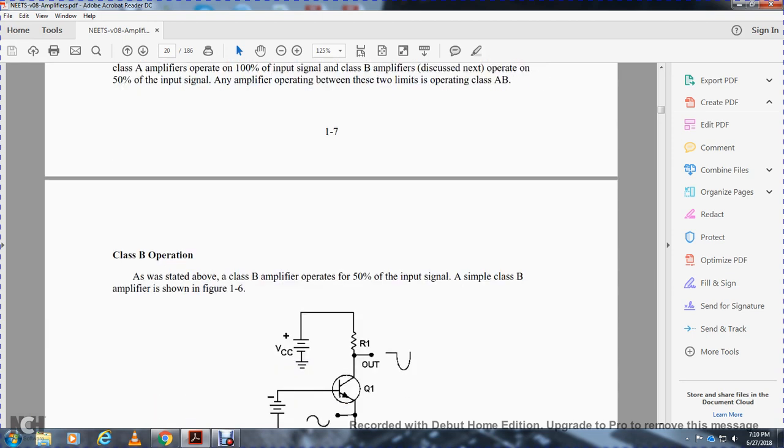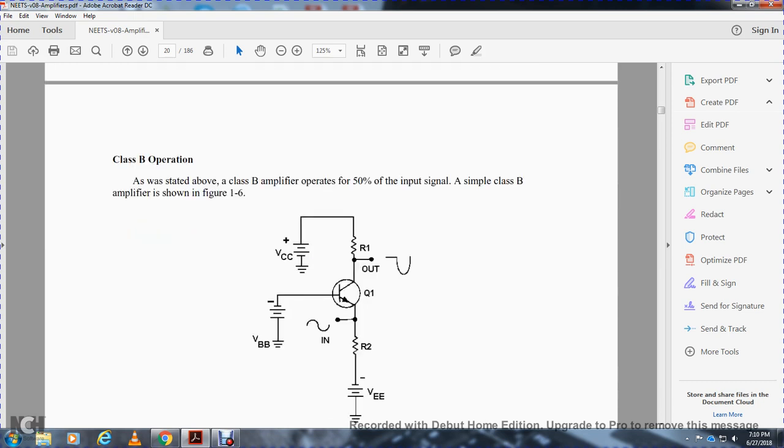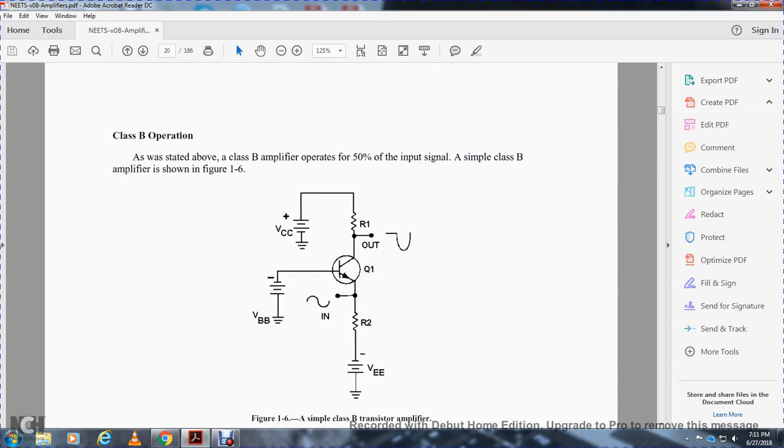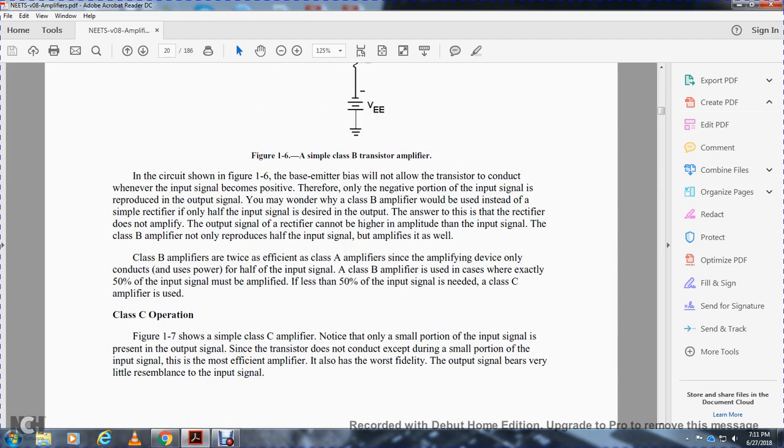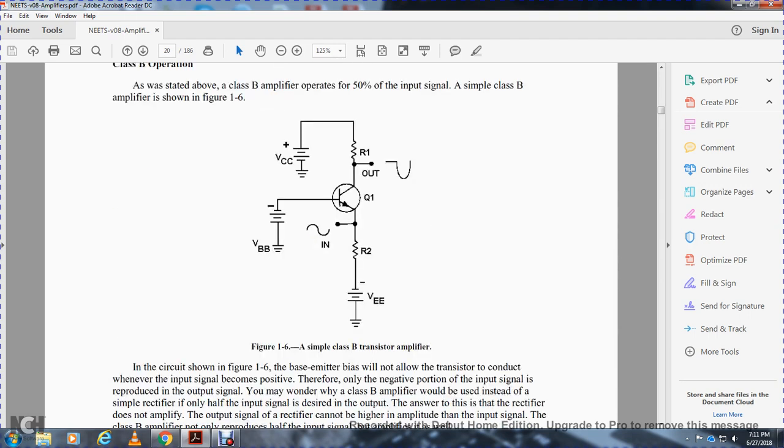Class B operation, as was stated, means the amplifier operates on 50% of the input signal. A simple Class B amplifier is shown in Figure 1.6. It has voltages CC, BB, EE, resistor 1, resistor 2, a sine wave input, and an output. In the circuit shown in Figure 1.6, the base emitter junction will not allow the transistor to conduct whenever the input signal becomes positive. Therefore, the negative portion of the input signal will produce the output signal.